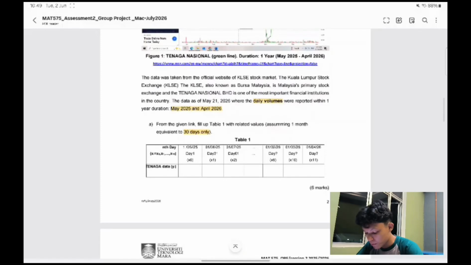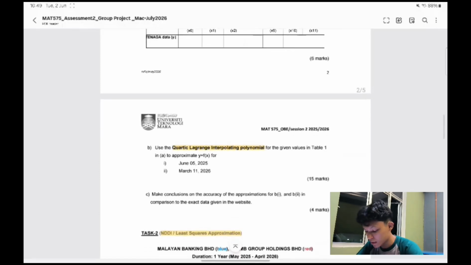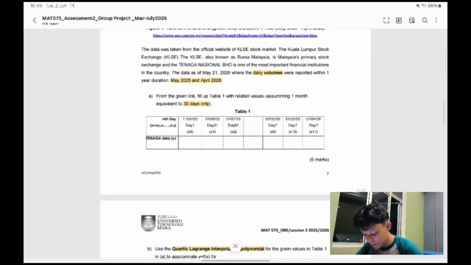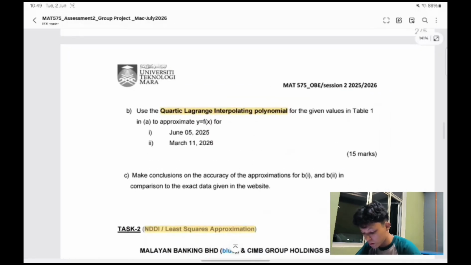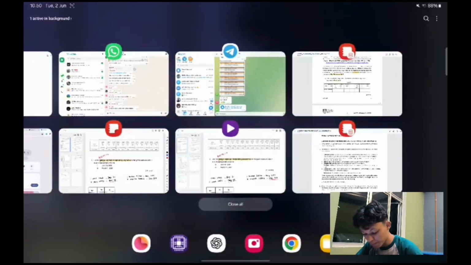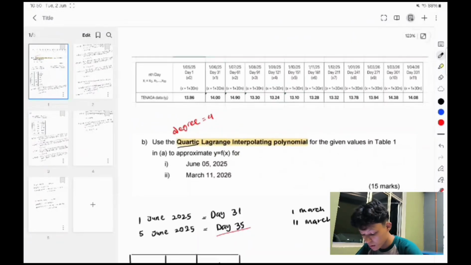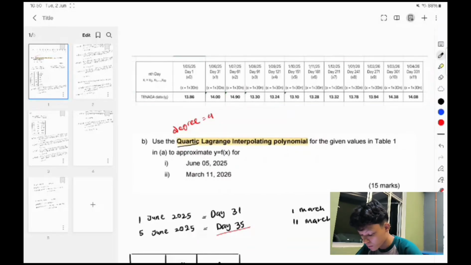From the given link, fill up table 1 with related values, assuming 1 month equivalent to 30 days only. So I extracted the data from the chart, from the graph, and for solving this first question A, I extracted and filled the table. This is the extracted data from day 1 to day 331 with the Y value from the official website graph.